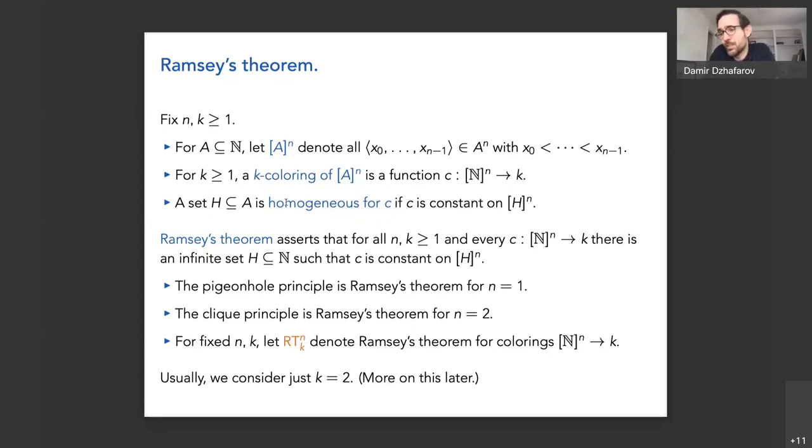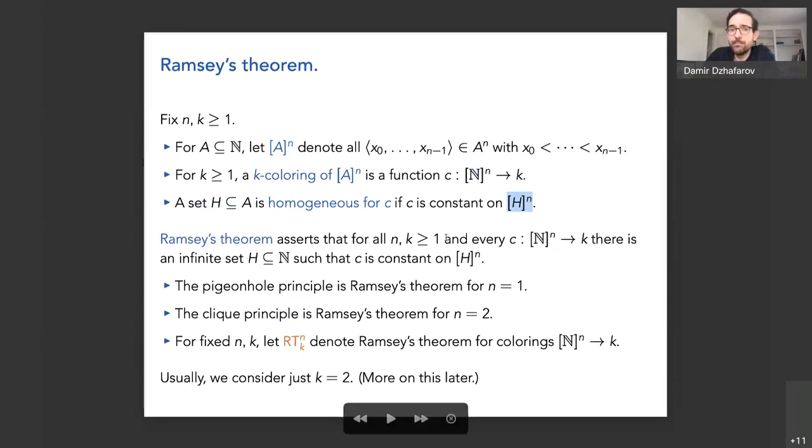So Ramsey's theorem is just the generalization of everything we've been talking about. Here again, let this square bracket A to the n just denote the set now, not of increasing pairs, but increasing n-tuples of elements of A. A k-coloring of A to the n is just what you would expect. It gives one of k many colors to each increasing n-tuple of elements of A. Sorry, this should again be A, it's copy-paste for you. And a set H is homogeneous if, the same thing, C is constant on the increasing n-tuples from H.